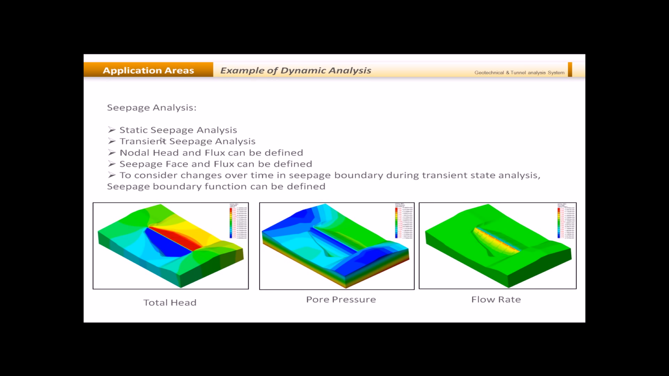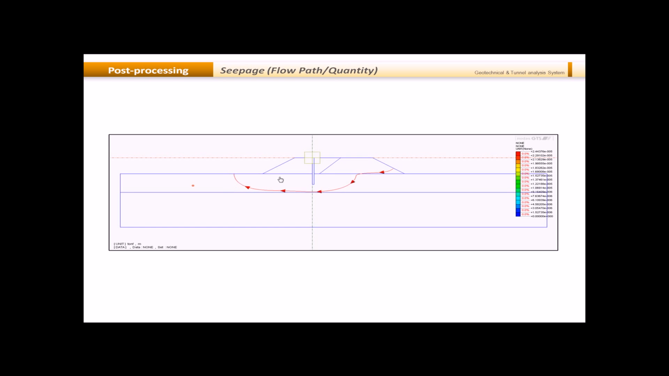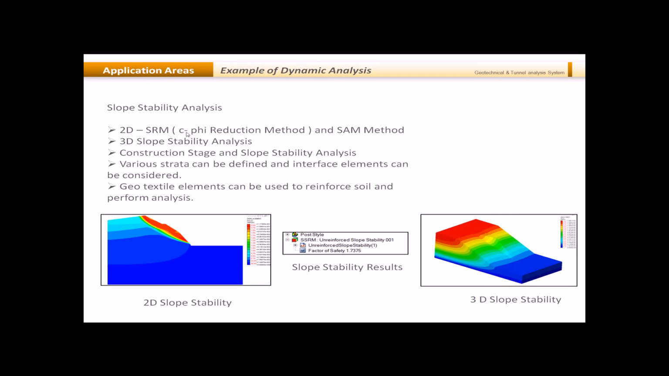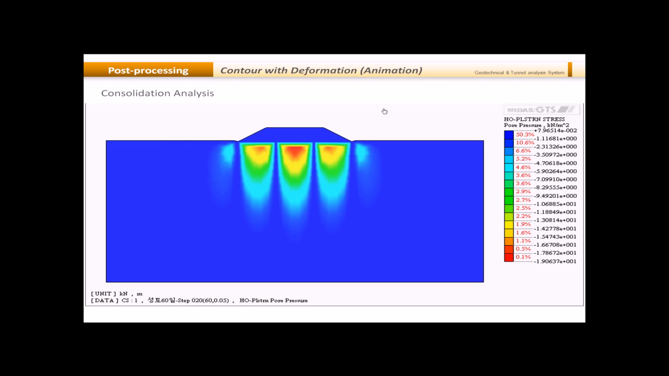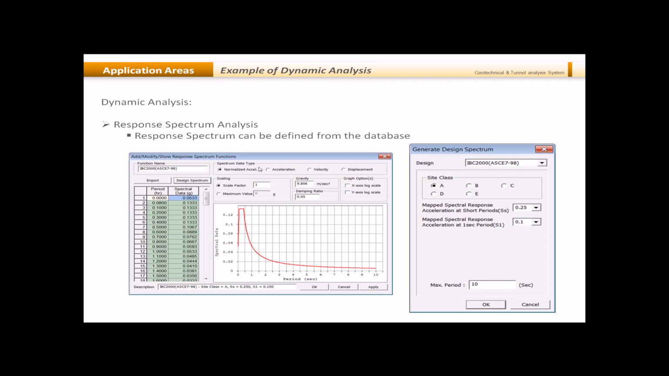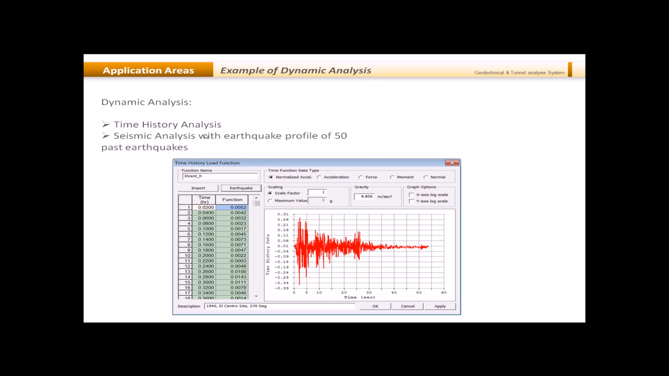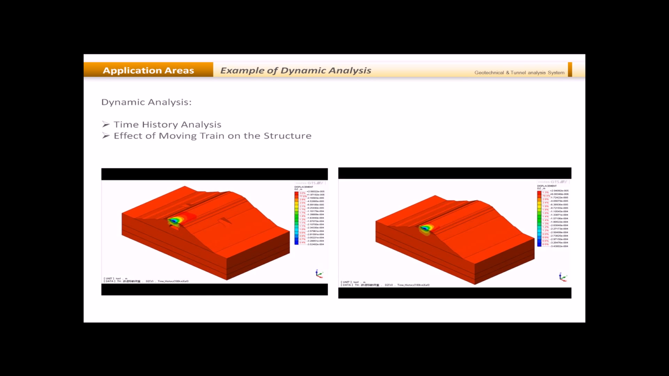You can do seepage analysis considering the transient and static seepage, and these are the results for seepage analysis, the flow path. You can perform slope stability analysis for 2D and 3D using the c-phi reduction method or the stress analysis method, and you can also perform consolidation analysis. This is an example of consolidation analysis in Midas GTS. And talking about the dynamic analysis, you can perform response spectrum analysis and time history analysis. And in Midas GTS, we have already provided a database of 50 past earthquakes that you can select from for performing the dynamic analysis. This is an example of dynamic analysis on Midas GTS.